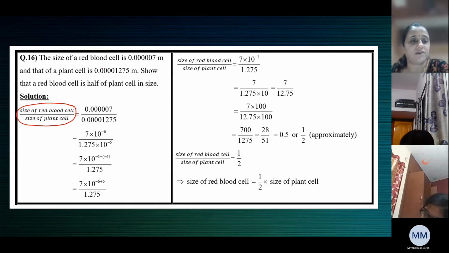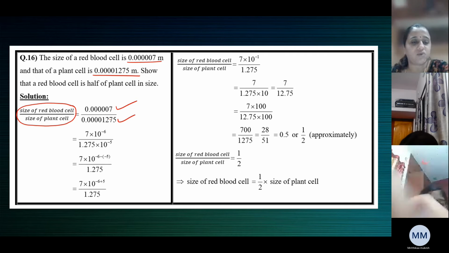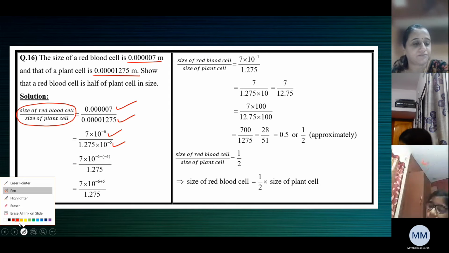So size of RBC is here. This one divided by size of PC is here. So here, the first step is to write both the numbers in the scientific notation.